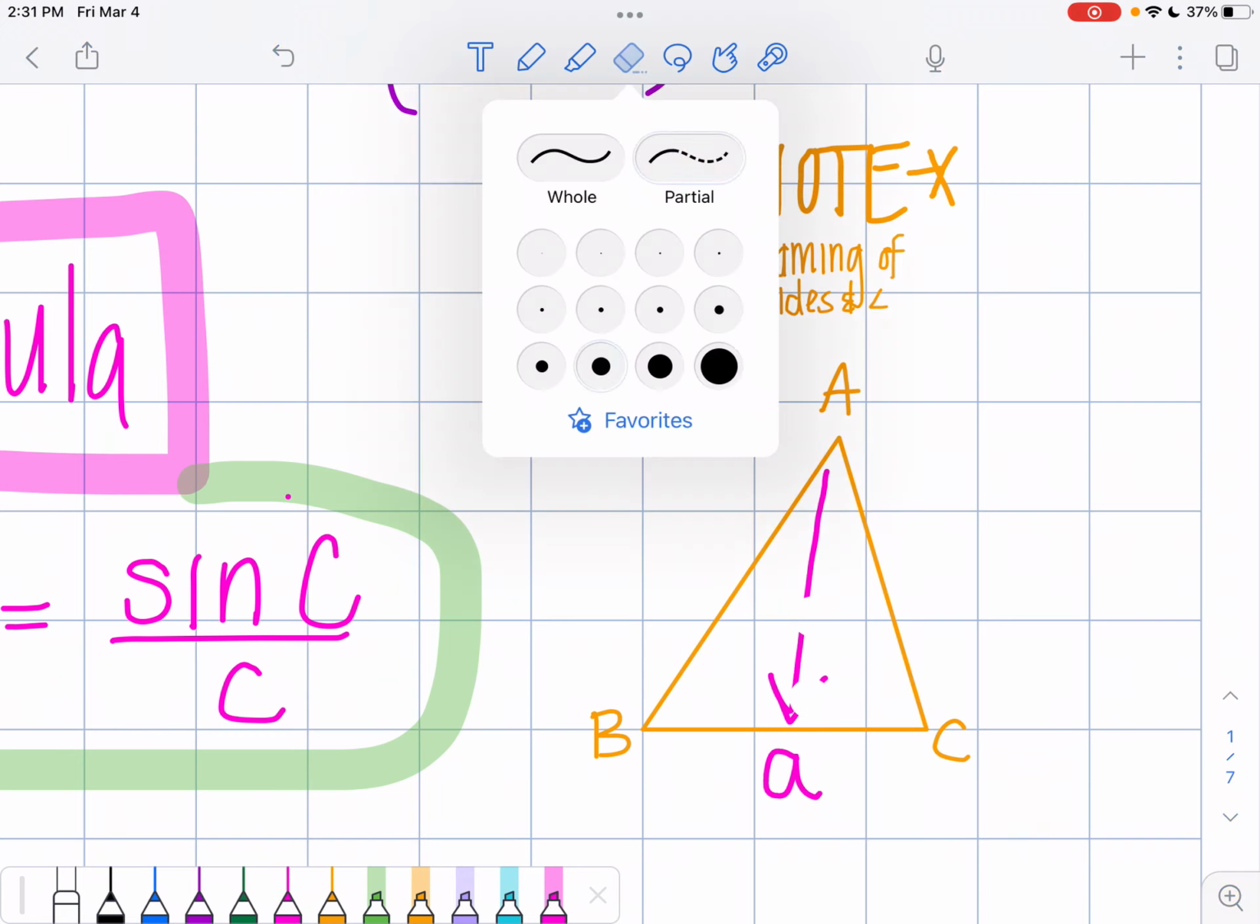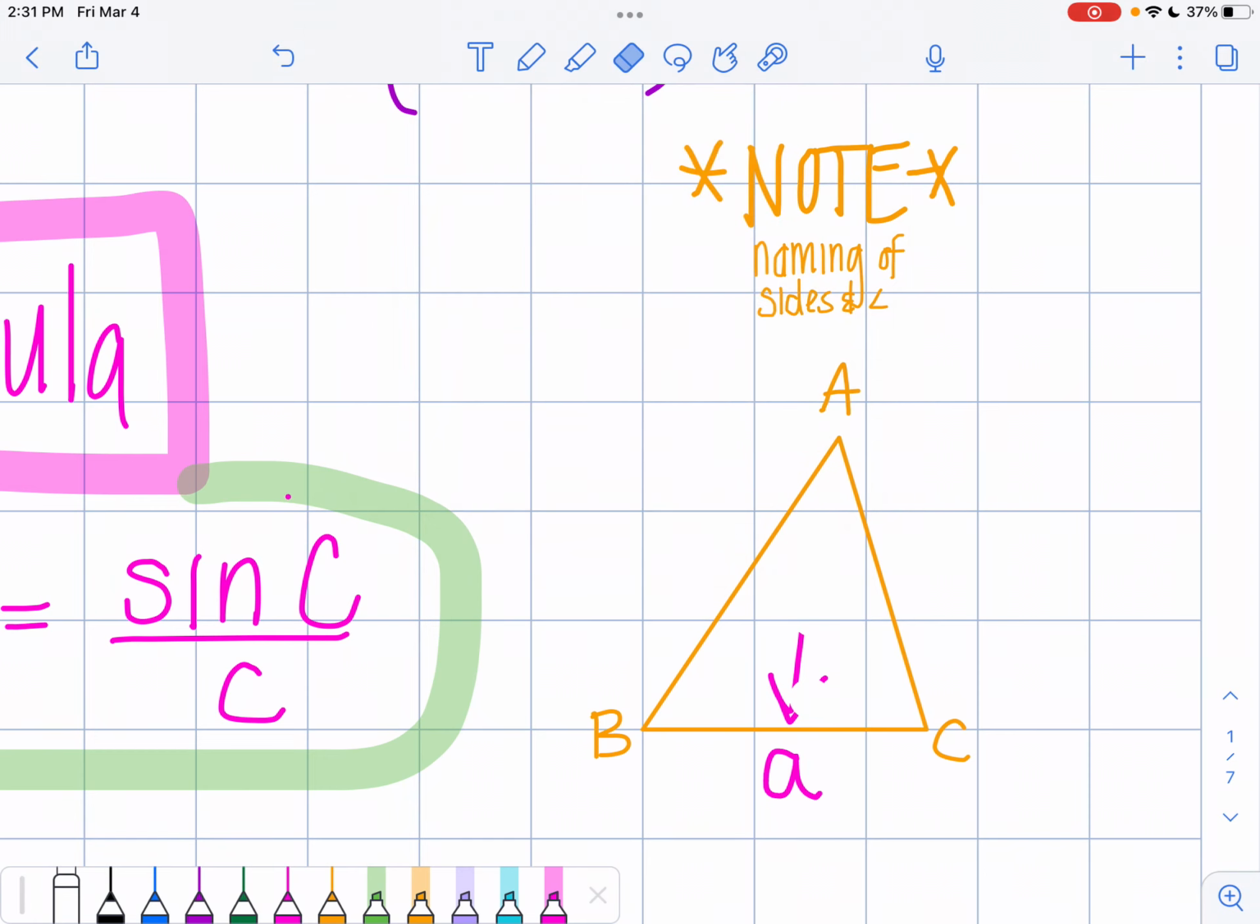This side over here, because it's across from angle B, would be side little b. And then this side over here, because it is across from angle C, would be side little c. So that's how we name our sides. It's based on whatever angle it's across from. Okay.